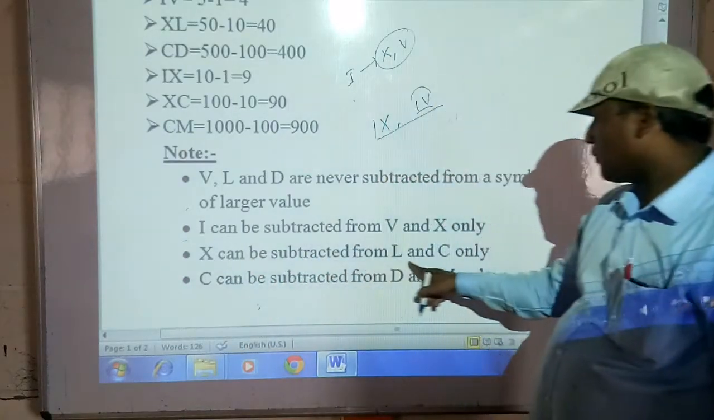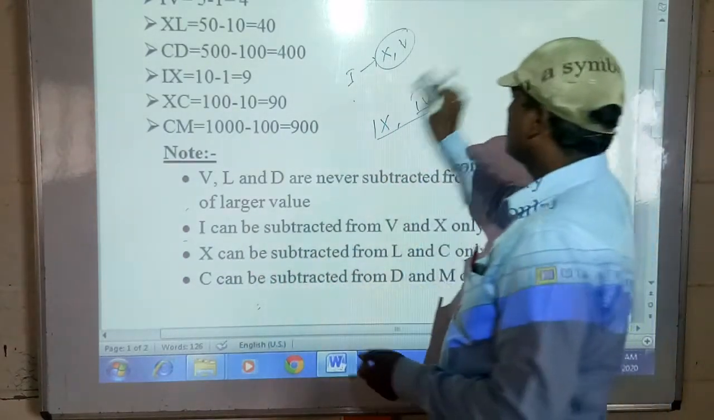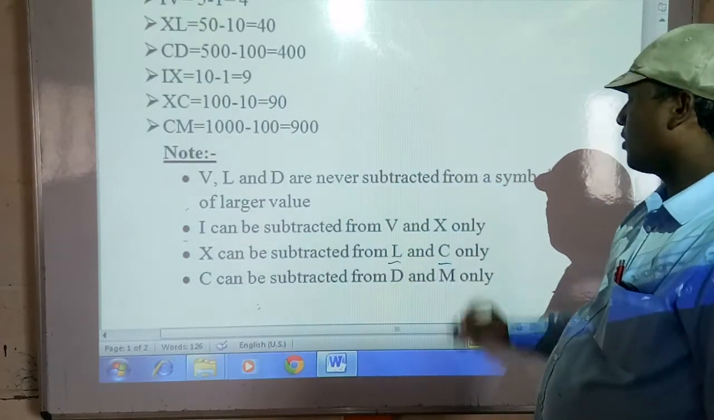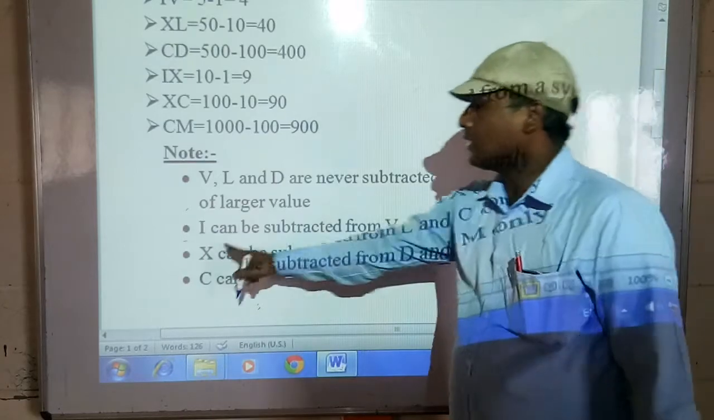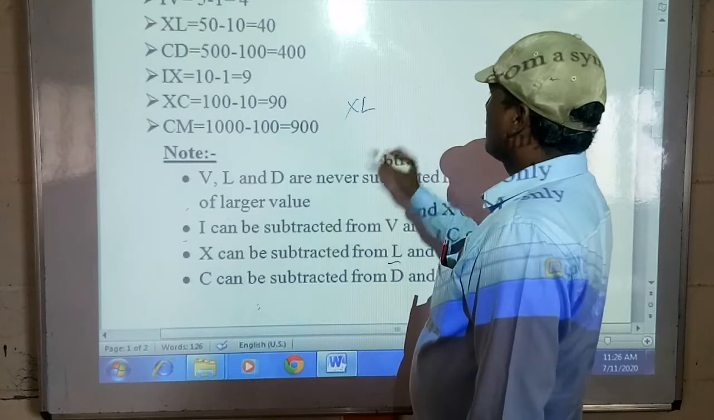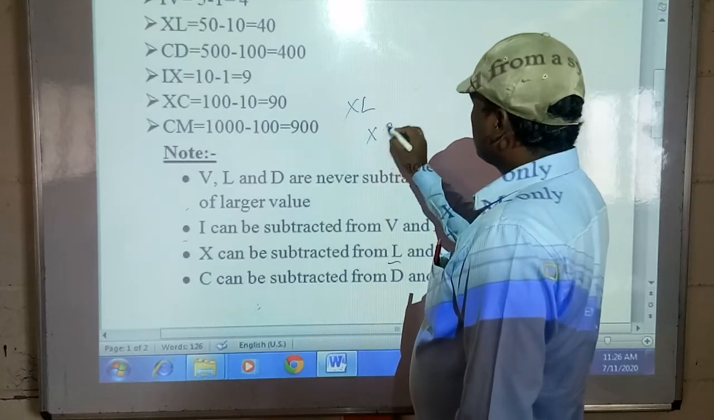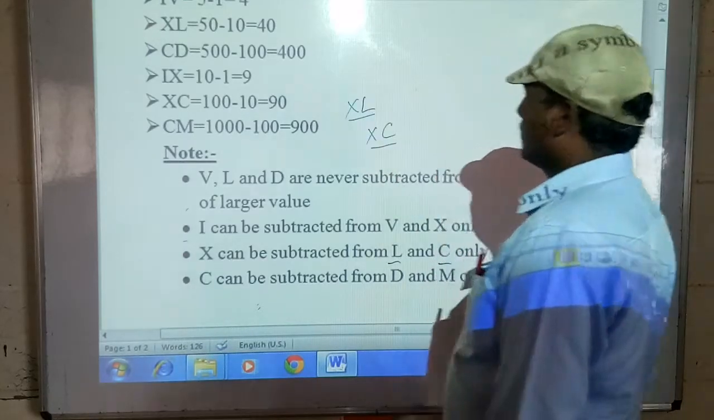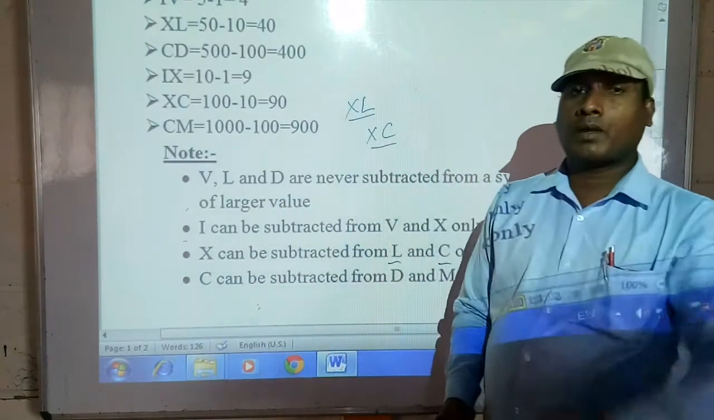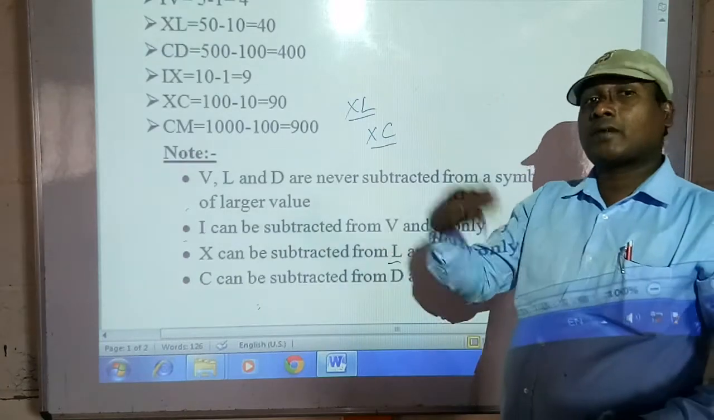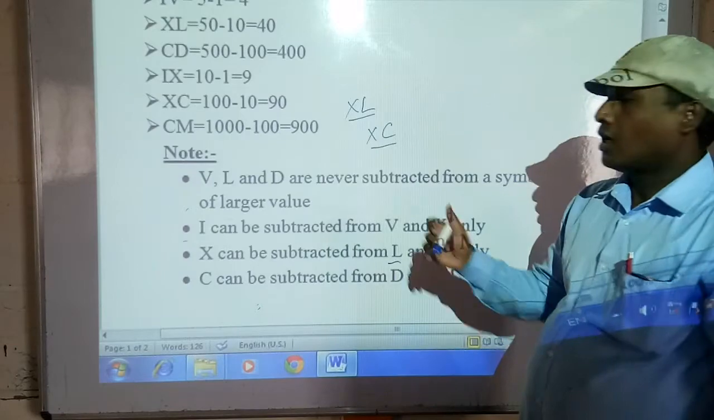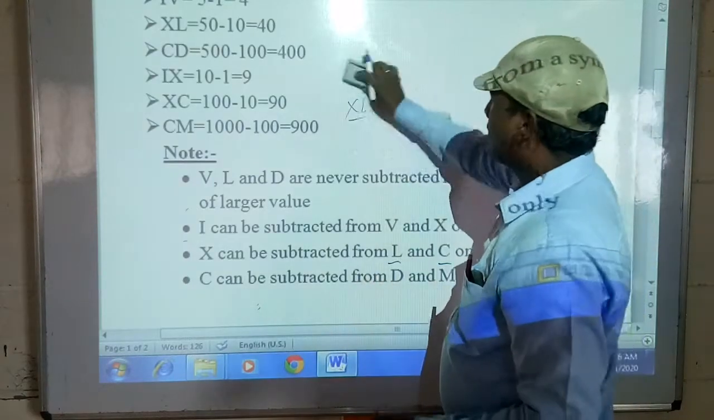X can be subtracted from L and C. See, X means 10, L means 50, C means 100. Only 10 can be subtracted from 50 and 100. That means we can write XL or XC. So X can be subtracted only from the next two, 50 and 100. Other symbols we cannot subtract.